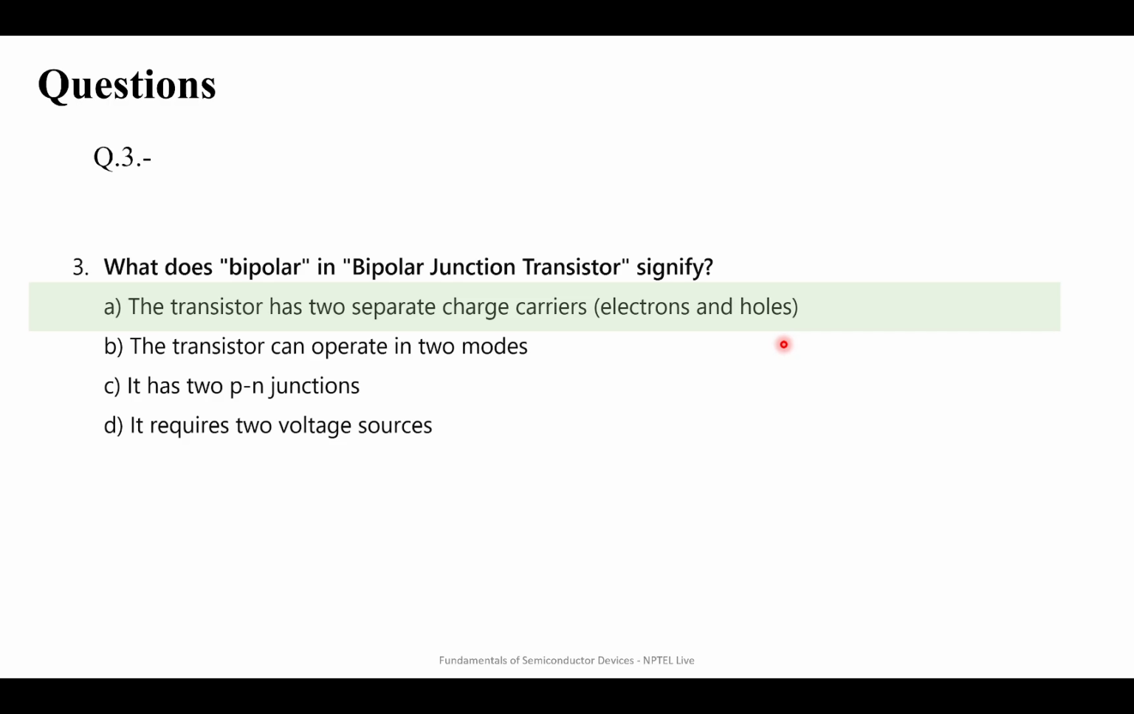Basically, a bipolar junction transistor means a PN junction transistor. Bipolar junction means a PN junction. So it is a transistor made from bipolar junctions. Okay, sir.